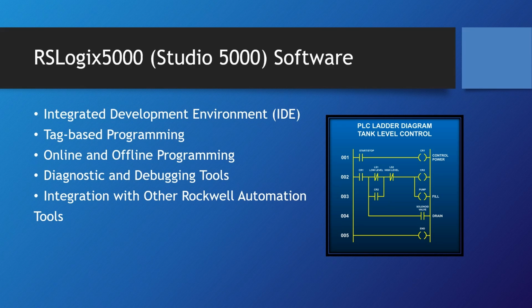Online and offline programming. RSLogix 5000 supports both online and offline programming modes. In offline mode, users can develop and test programs without being connected to physical hardware. Online mode allows real-time monitoring, debugging, and modification of running programs on a target controller. This flexibility enhances productivity and simplifies troubleshooting processes.